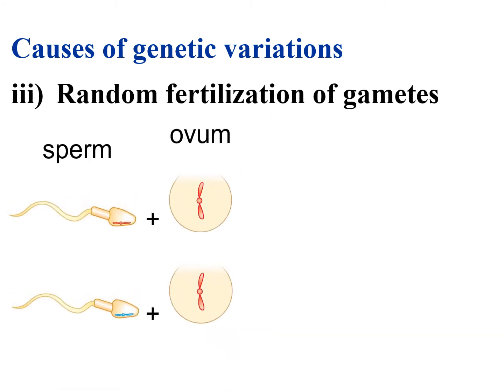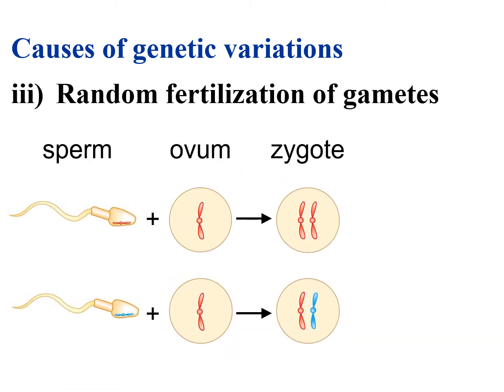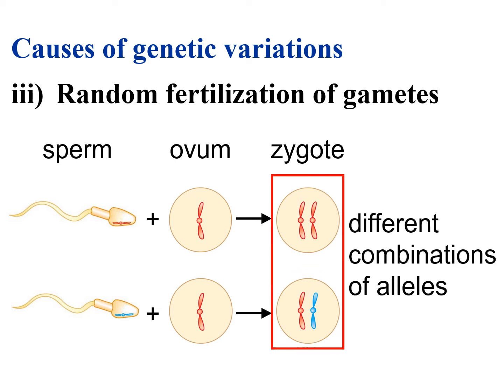Another reason for genetic variation is the random fertilization of gametes. For the sperm and ovum, each time they carry different chromosomes, and when they fuse together, it gives different combinations of alleles and gives different zygotes.